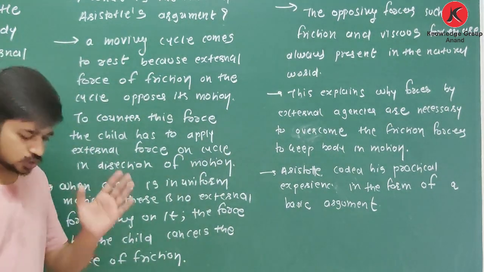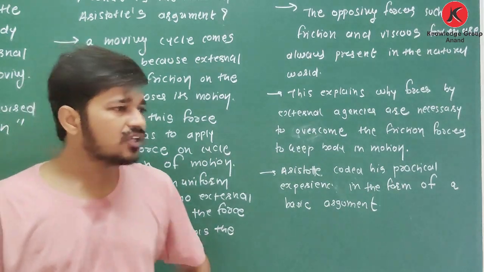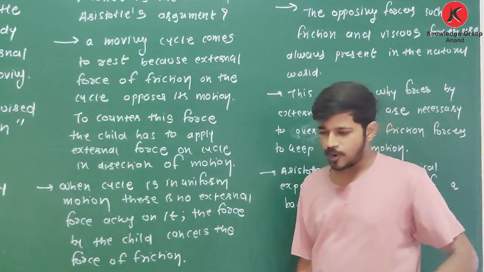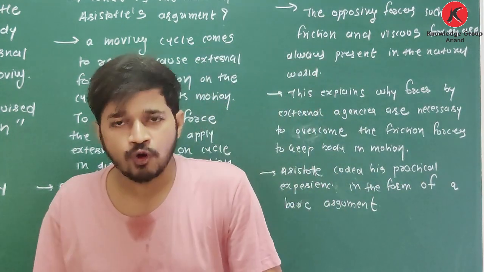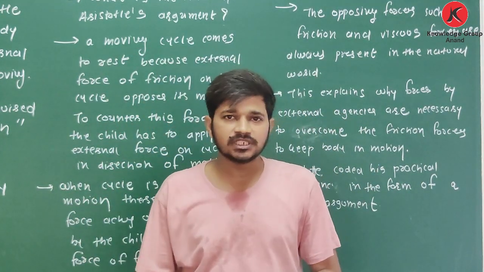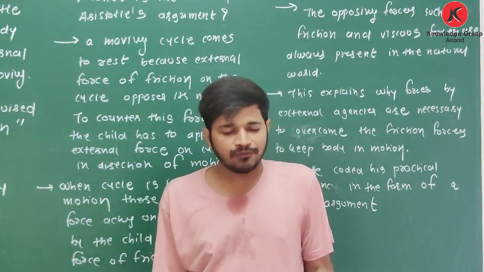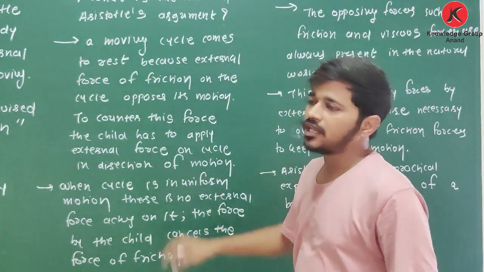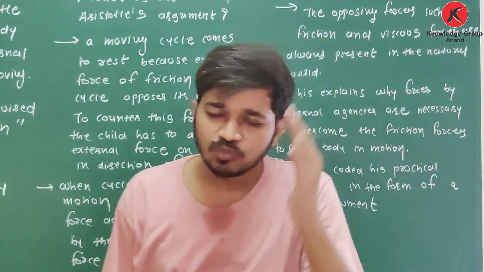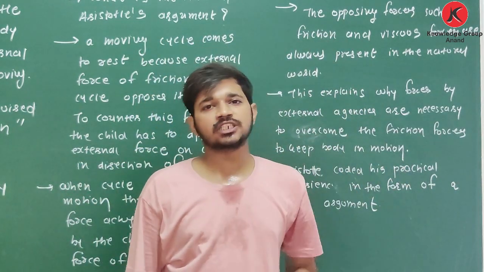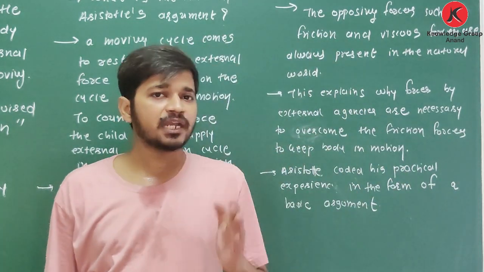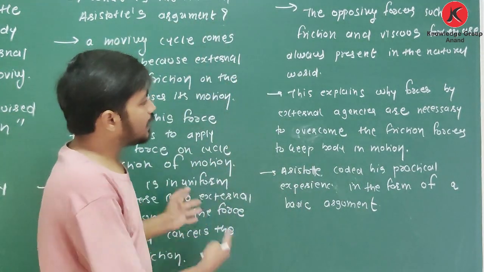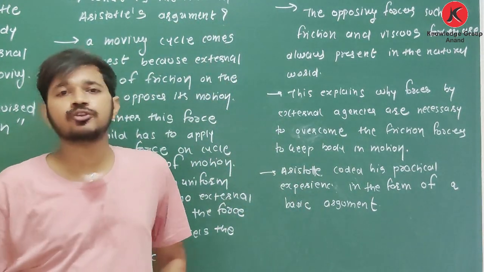Clear about this? So in today's lecture, we have discussed 2 points. First, what is force, types of forces, and when force is required. Second is Aristotle's fallacy. When an object is moving with uniform velocity, is there any requirement of force? And why is it required? That we have discussed in this topic.